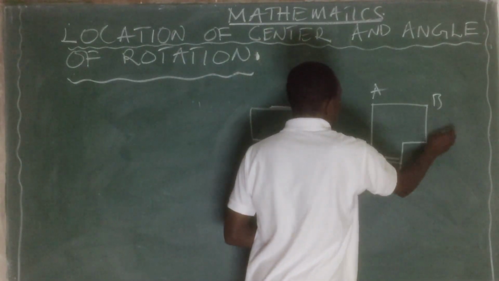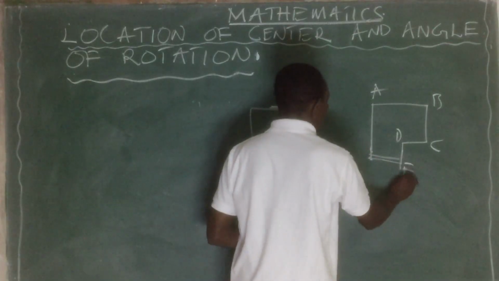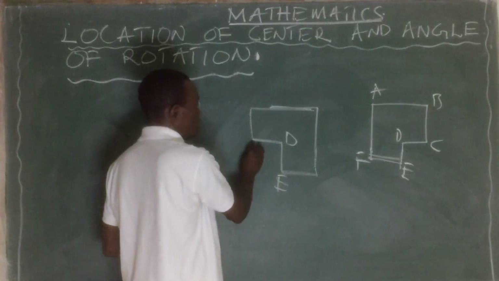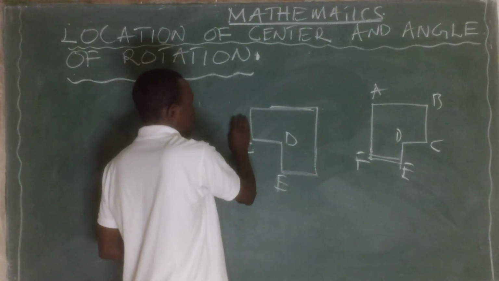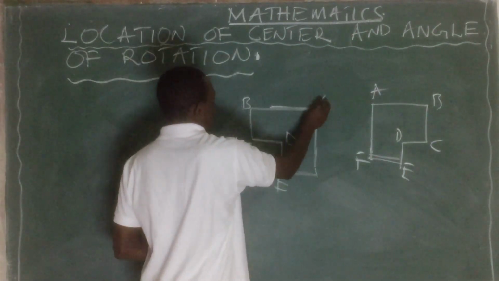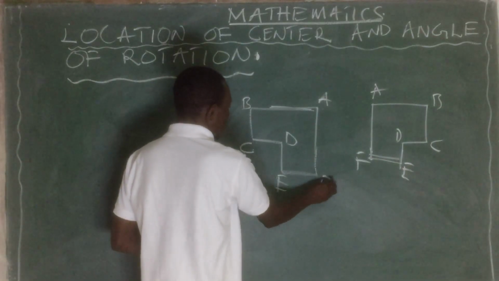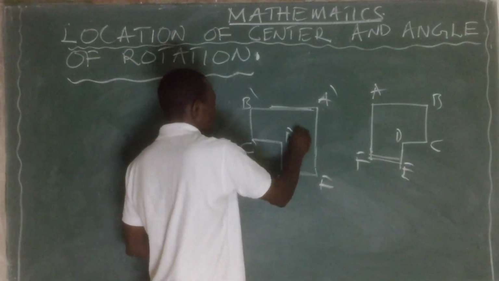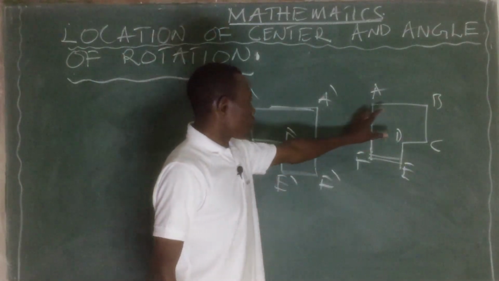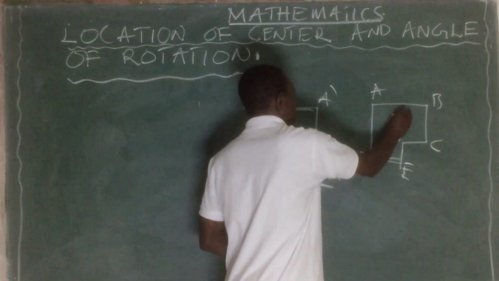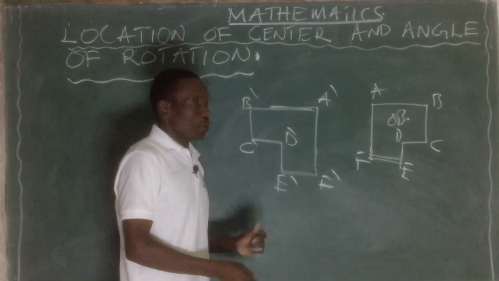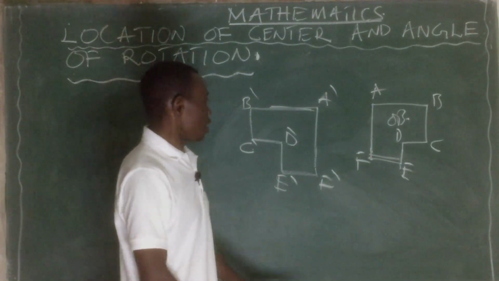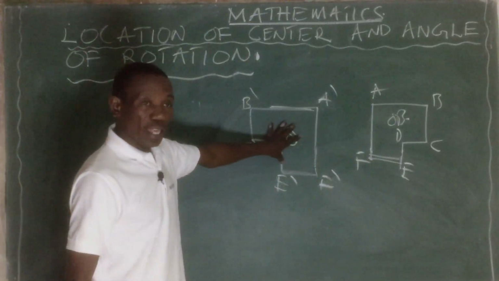This is A, B, C, D, E, F. So this is your D, this is your E, this is your C, this is your B, this is your A, this is your F. All these ones will be the images of the points of this object. So this is your object, this is your image. Now they might ask you, can you locate the center of rotation, considering this is your object and this is your image?